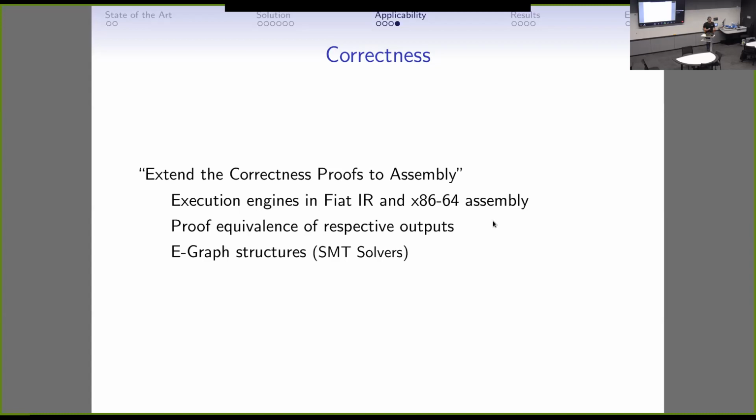To do that on a scalable level, we borrow E-graph structures, which are commonly used in SMT solvers, which is basically just a graph of common nodes. And if another node comes in, we can reuse old nodes. And that way we can scale this up.